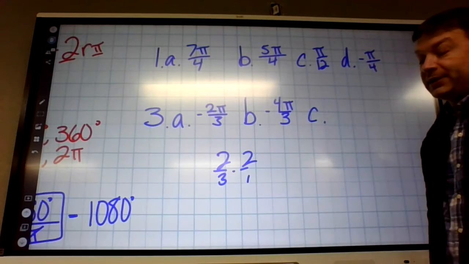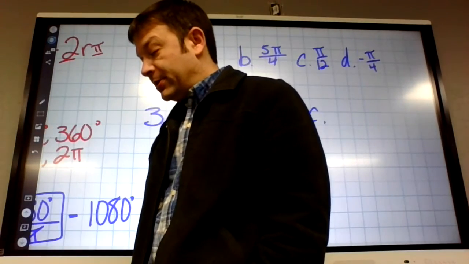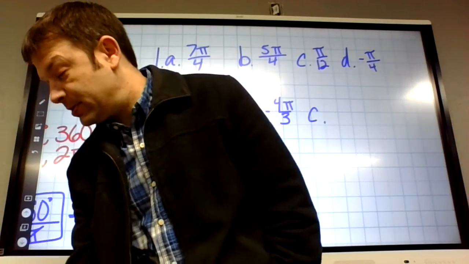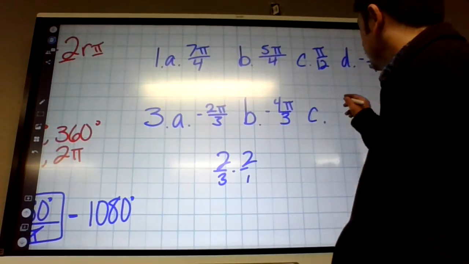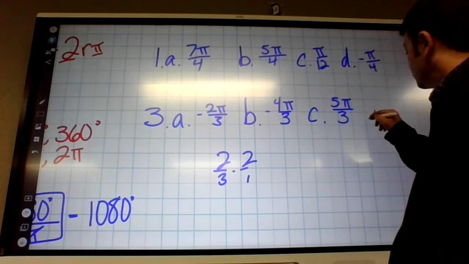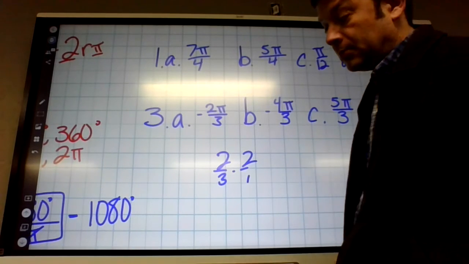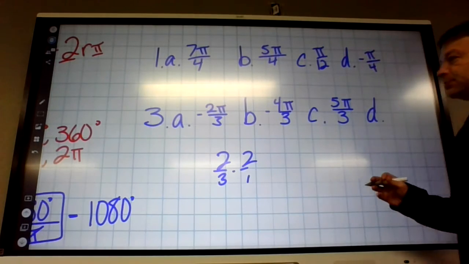Lots of ways to get the answer. I'm just kind of doing whatever I think of first. 300, I'm going to use the tables for that, is 5 pi over 3. And 360, what's 360? You guys should know this one. 2 pi.